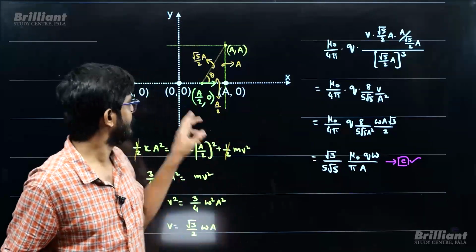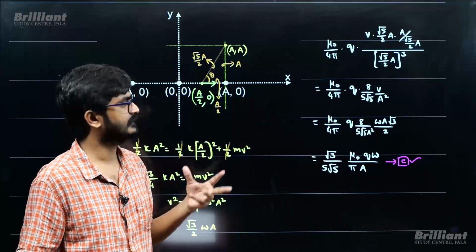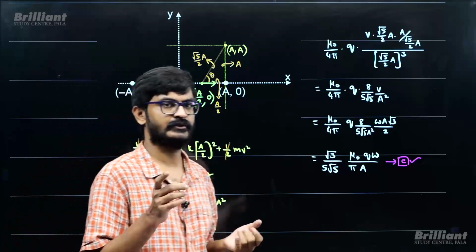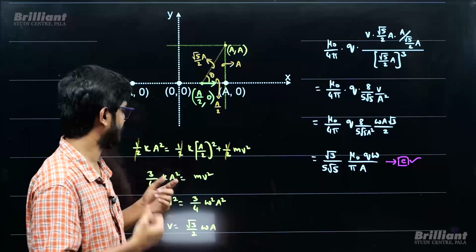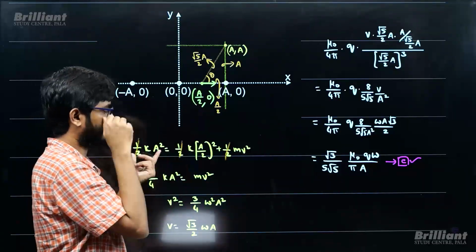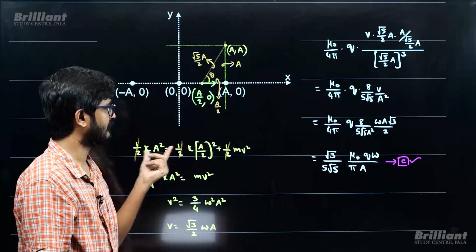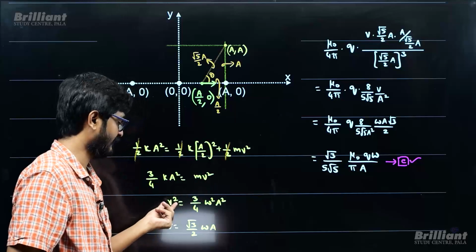So when it passes through (A/2, 0), I need to find the speed and this distance. Then I need to use the formula μ0/4π into Q into V bar cross R bar by R cube. So I need to find velocity. For that I am going with energy conservation. When it is performing SHM, at the extreme position the entire energy will be potential energy. That will be converted into potential energy here plus kinetic energy here. From there I will be getting the V value.